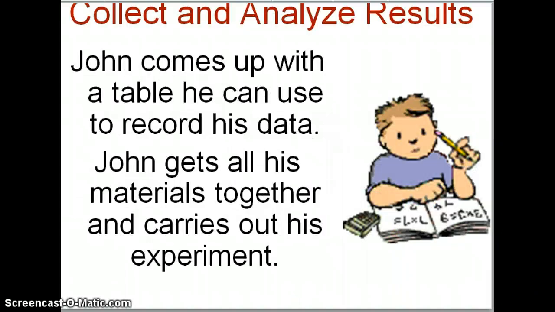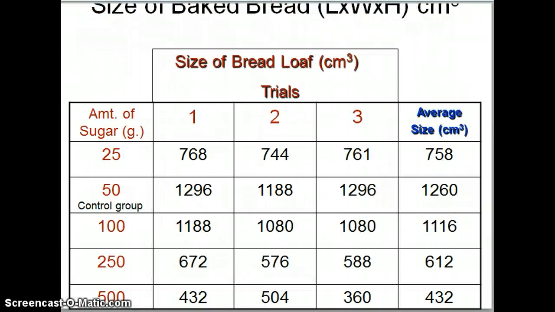Collect and analyze results. John comes up with a table he can use to record his data. John gets all of his materials together and carries out with his experiment. This is the table John will be using for his experiment.